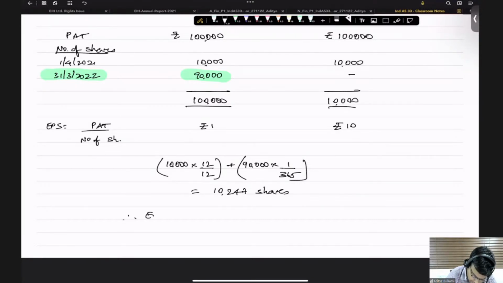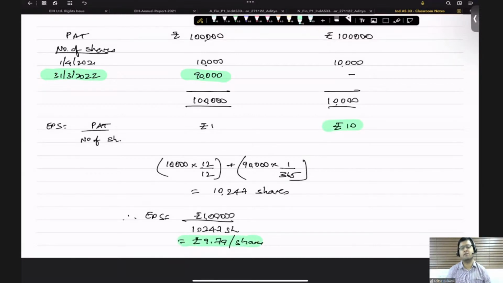Therefore, now when I calculate my EPS, it is ₹1 lakh divided by 10,247 shares. So that comes to how much? 1 lakh divided by 10,247 comes to ₹9.79 per share. And this figure makes it quite comparable with that of its competitor, that is ₹10 per share. Okay, which makes sense also.